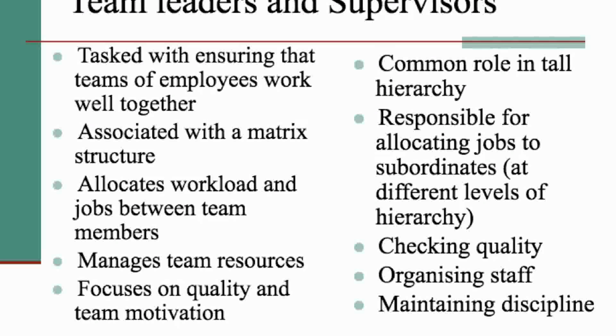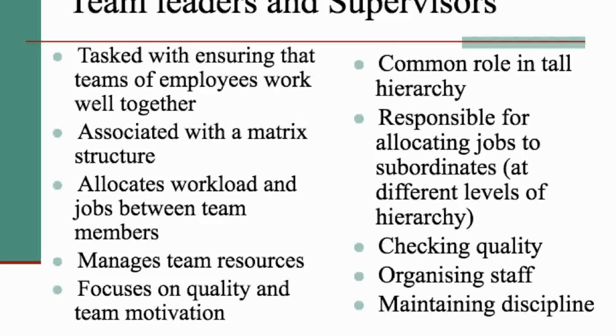Below the director and the manager, we have team leaders and supervisors. Team leaders are much more likely to be associated with the matrix structure. I've said that before. They try and coordinate all of the team activities. They might allocate workloads and jobs to team members. They've got to ensure that their team members have sufficient resources, and their focus may be on quality and team motivation.